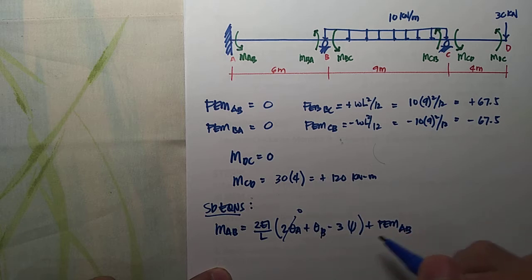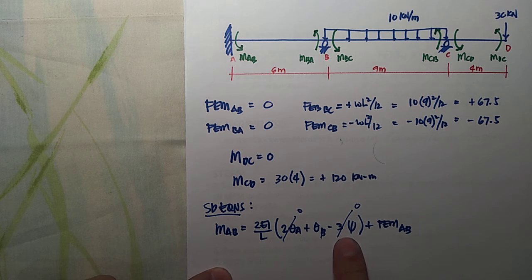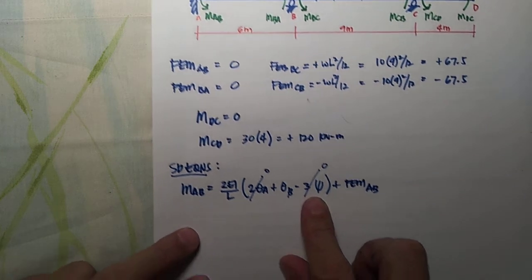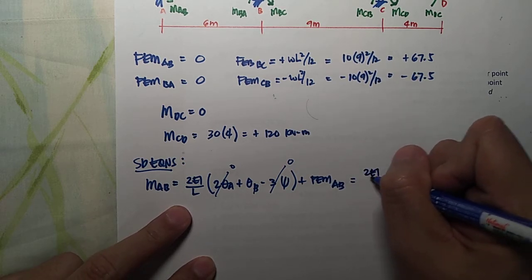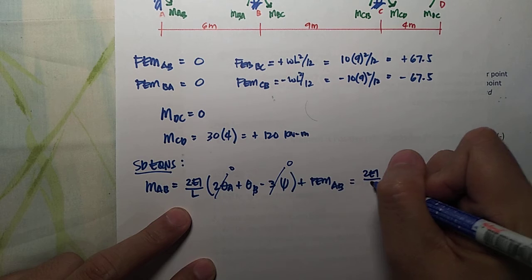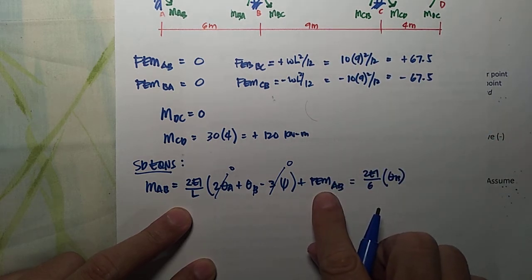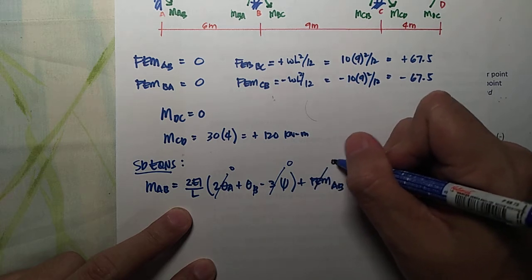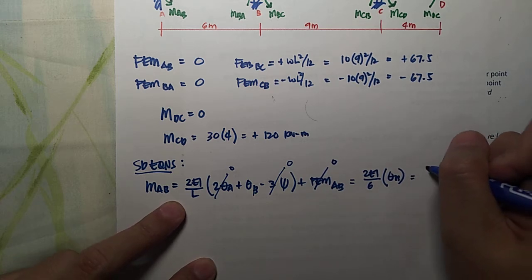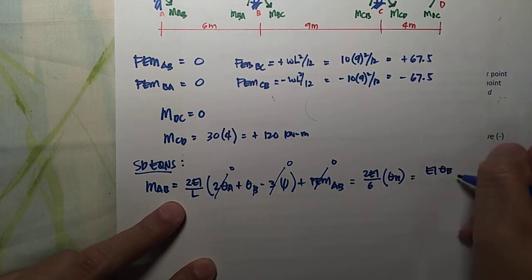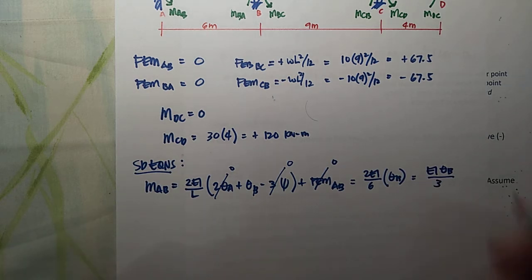So what is left is theta B. And there are no settlements at A and B, so delta there is 0 also. Substituting values, this becomes 2EI over L, where L is 6 meters, times theta B. Then the FEM for AB is 0, so this would also be 0. So this becomes EI theta B over 3. So that is our first equation.